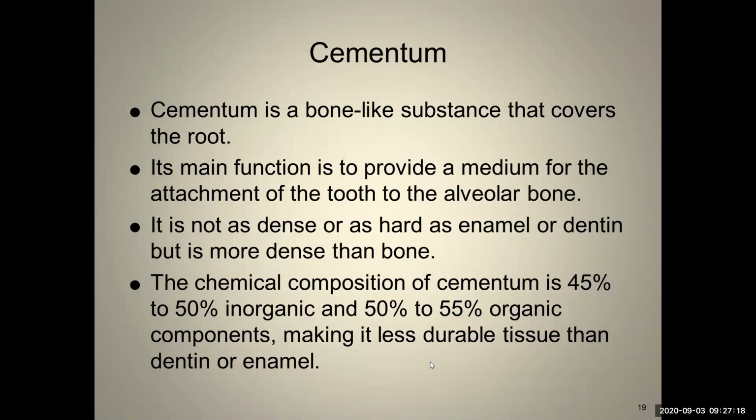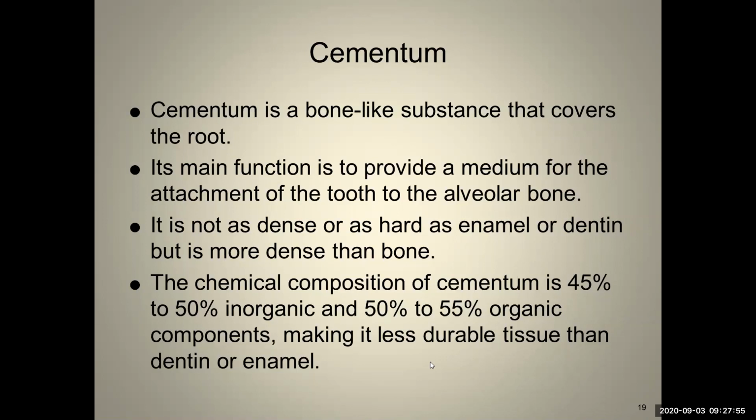Then we've got the root covering, and that's the cementum, which is a bone-like substance that covers the root of the tooth. The main function of cementum is to provide a medium or a vehicle for the attachment of the tooth to the alveolar bone, because the tooth just isn't stuck into that alveolar process. It needs something to connect it. All right, so it's not as dense or as hard or as calcified as the enamel or the dentin, but it is more dense than bone.